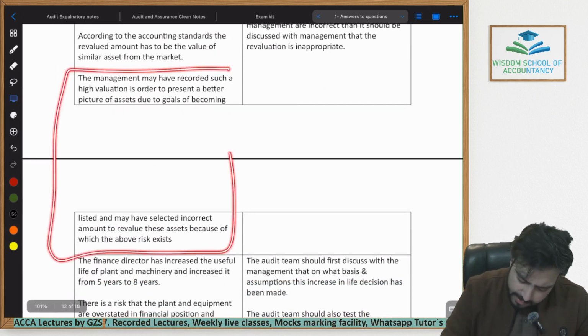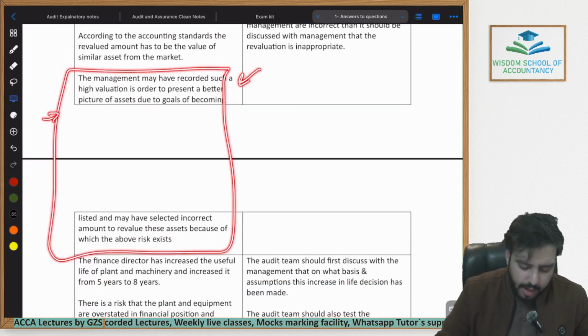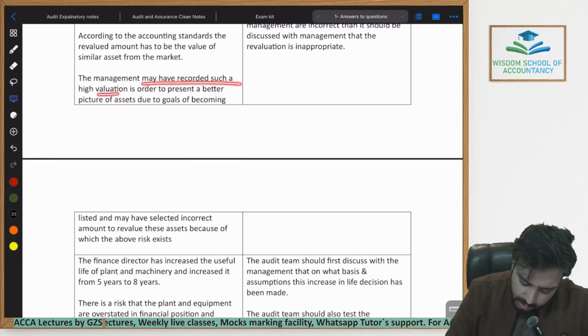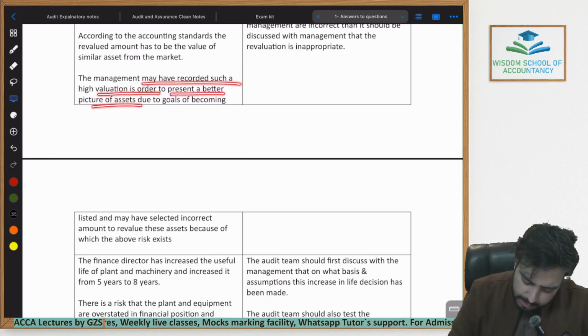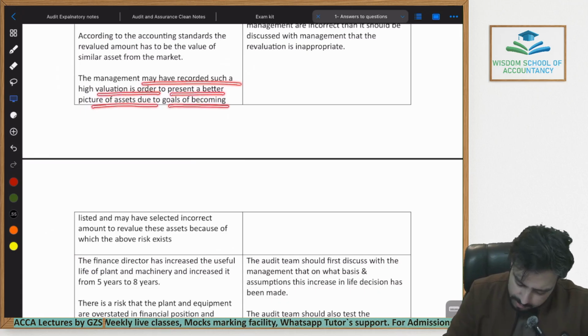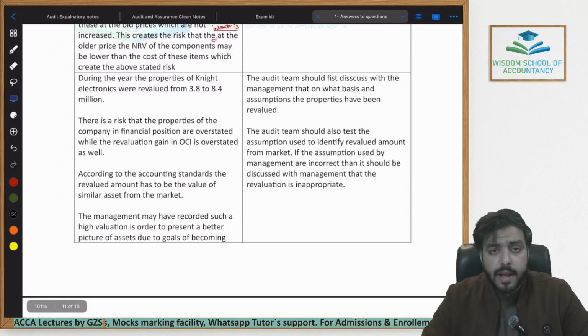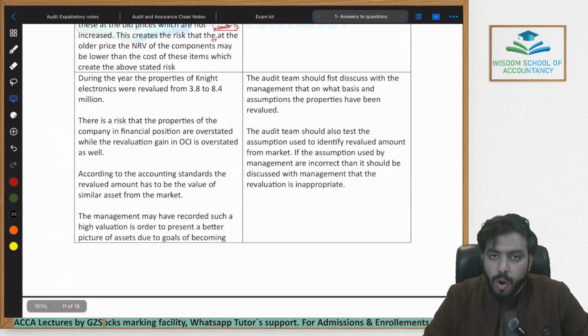Why did I create this risk? This is the fourth paragraph, in which I have written down, as a student, that the management may have recorded such a high valuation in order to present a better picture of the assets due to goals of becoming listed, and may have selected incorrect amount to revalue these assets, because of which the above risk exists. What is the appropriate recommendation that I will give to the audit team in this case?